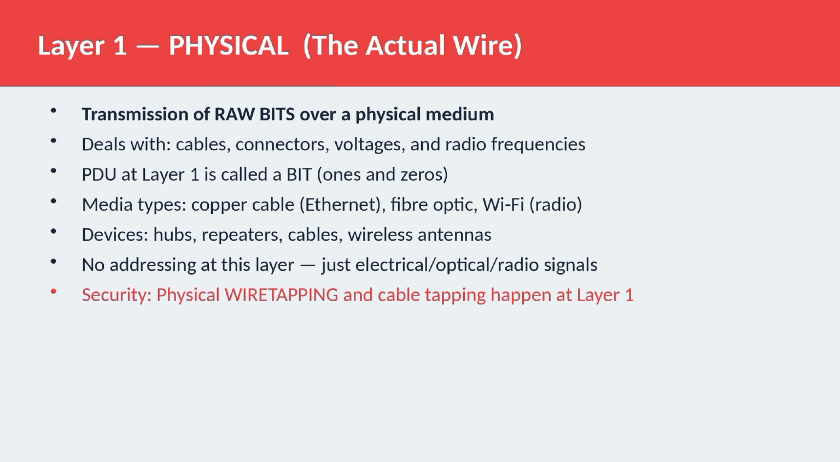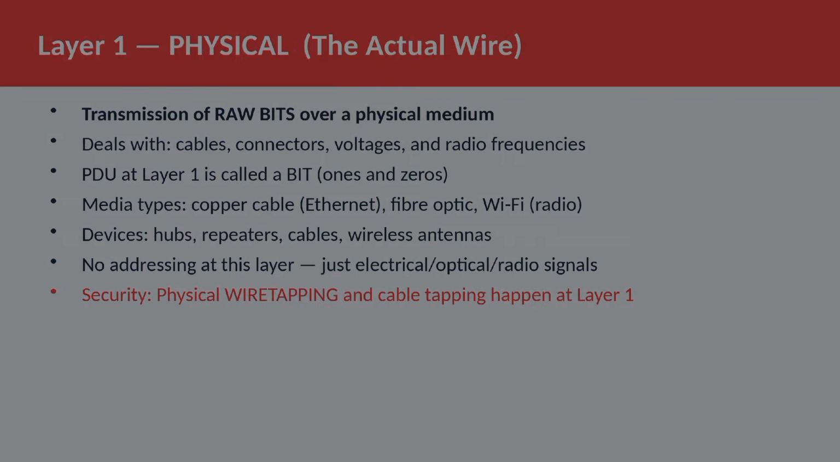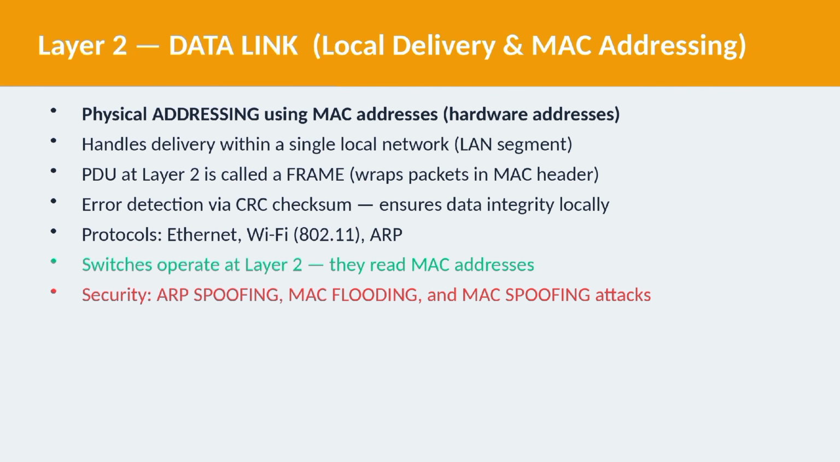Cybersecurity relevance. Physical layer attacks include cutting cables, tapping cables to intercept signals, or jamming wireless frequencies. Never underestimate physical security.